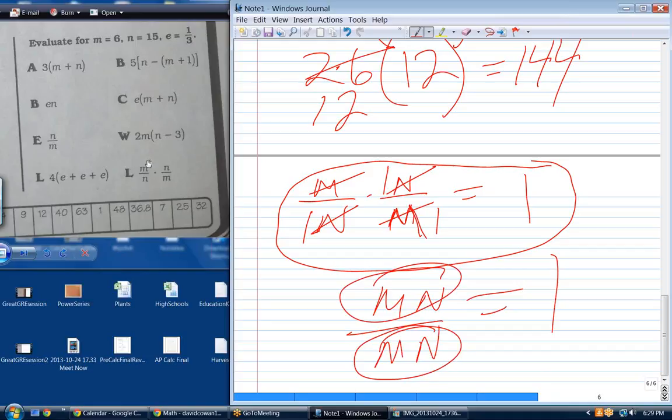That's what they're trying to point out to you here, that we don't need to plug in the numbers to solve that. That M cancels with that, and that N cancels with that.